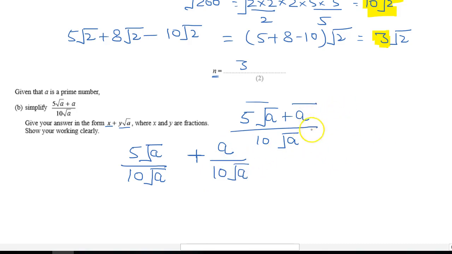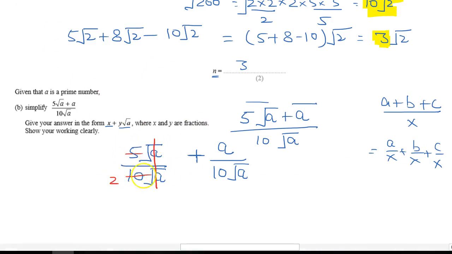It's very easy. You can write the denominator under each term of the numerator. If it is a plus b plus c over x, you can write it as a over x plus b over x plus c over x. Now here you can see that root a and root a cancel and 5 times 2 is 10. So it will become 1 over 2 plus. Now this is root a and this is a.